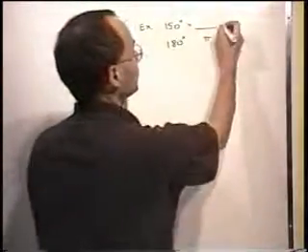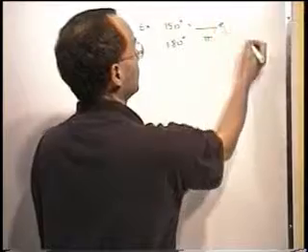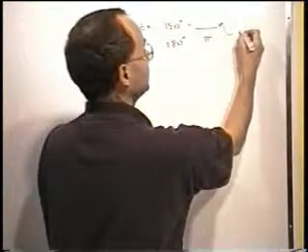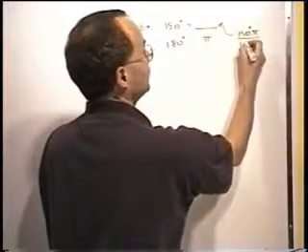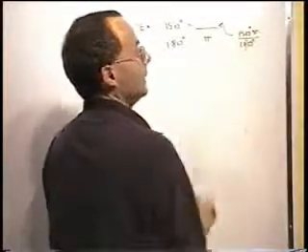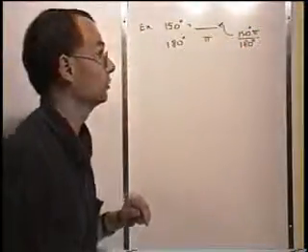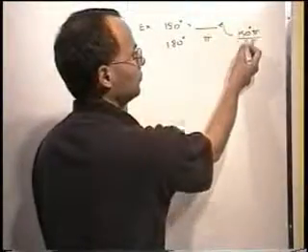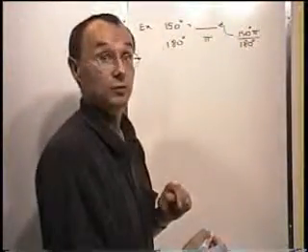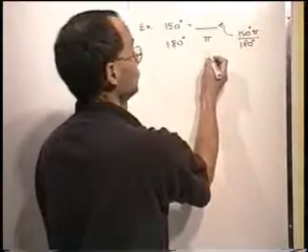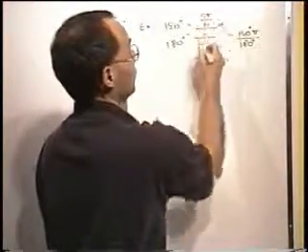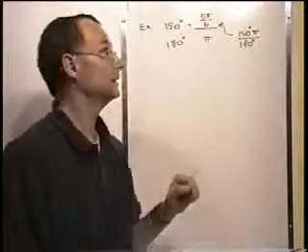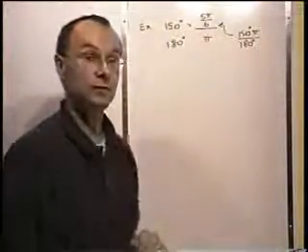So the number that's going to go up here is going to be 150 times pi divided by 180. And of course, we like to put that into lowest terms. I recognize the top and bottom numbers as divisible by 30. So I'm going to do that and get 5 pi over 6 as my radian equivalent of 150 degrees.